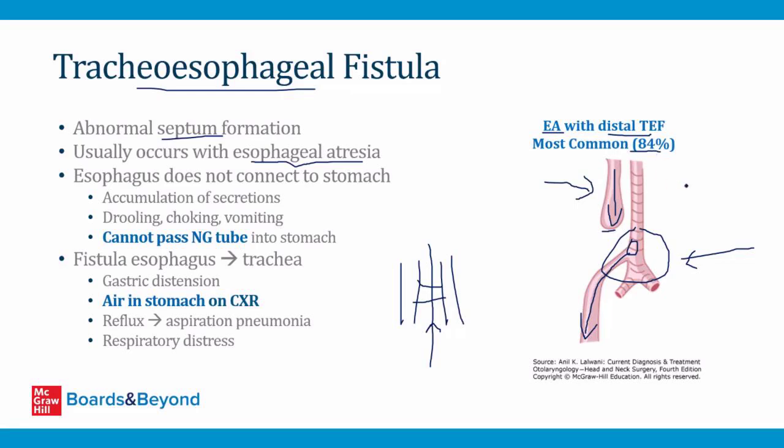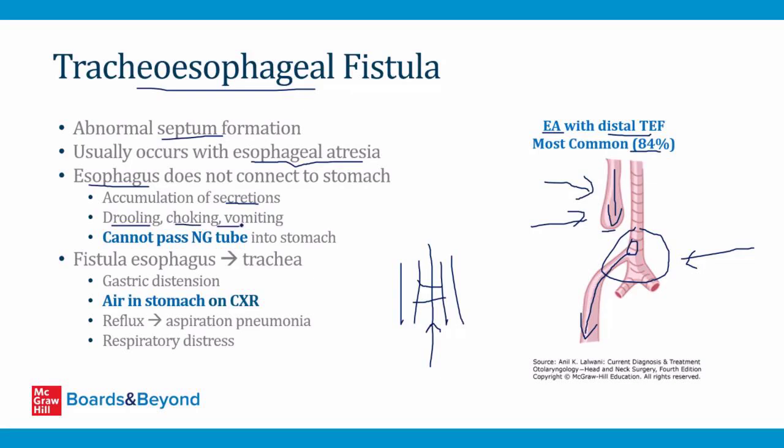So what are the clinical consequences of this setup? Well, first of all, the esophagus does not connect to the stomach. It ends in a blind sac. This means that as the newborn baby swallows secretions from the mouth, they won't be able to transmit those down to the stomach, so the baby will develop drooling and choking and vomiting.